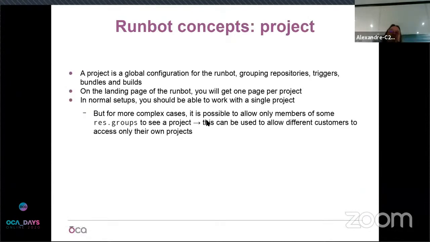Okay, now there are a number of models which are brought by the Runbot modules, and we are going to run through most of them here in this talk. The first concept is the project. So the project is a global configuration for the Runbot, okay, and it will group a number of things such as repositories, triggers, bundles, and builds, and we'll see all these concepts a bit later.